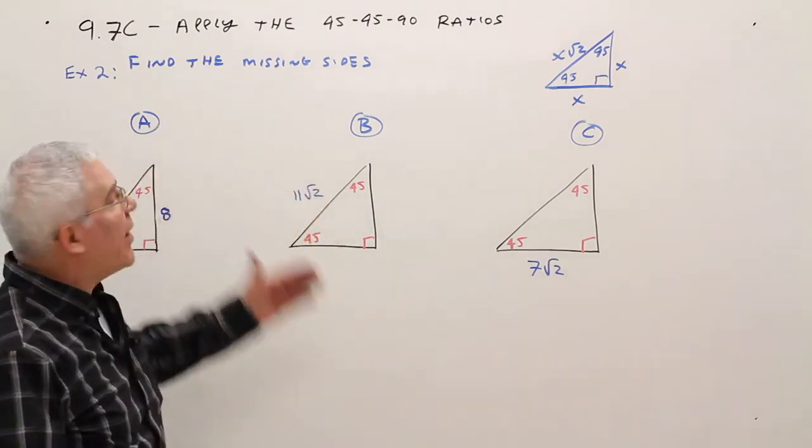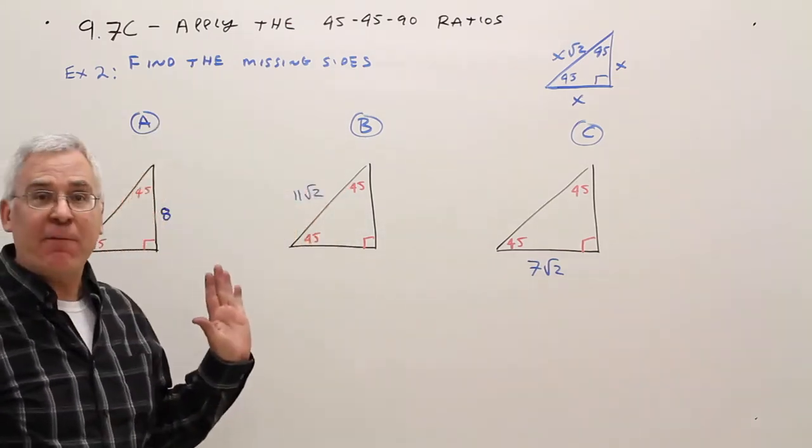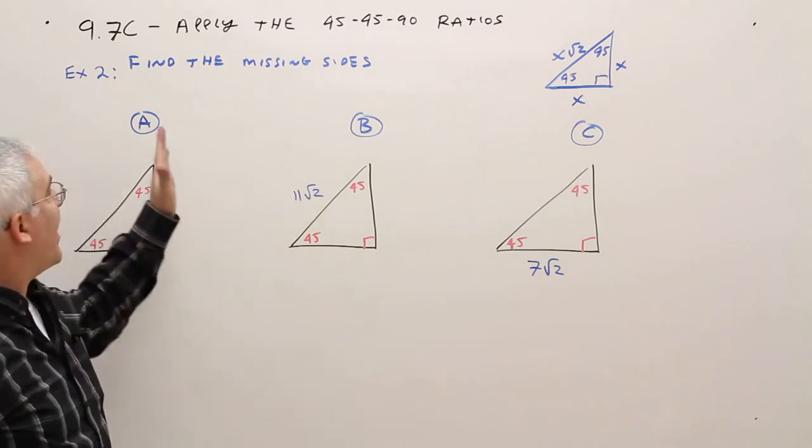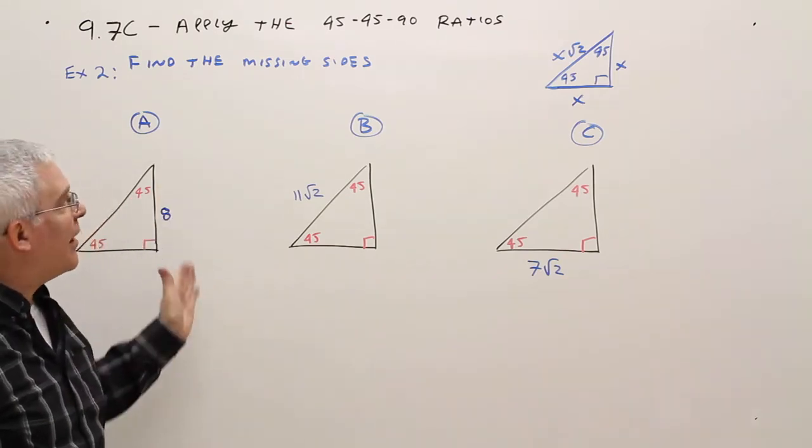Welcome to video 9.7c. Apply the 45-45-90 ratios. Okay, example 2, again, find the missing sides.